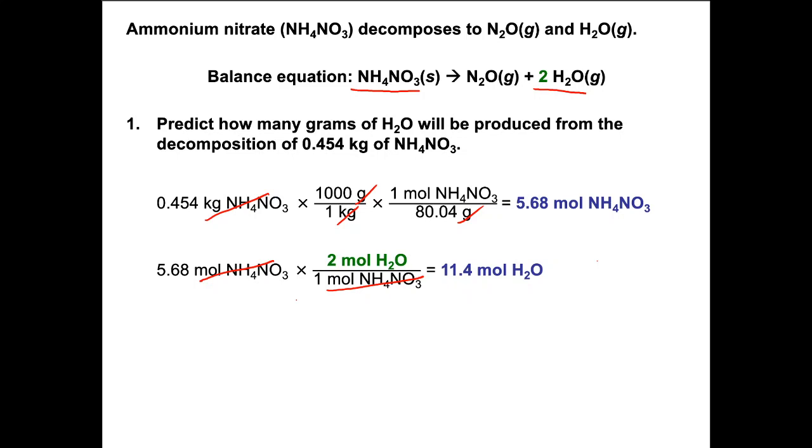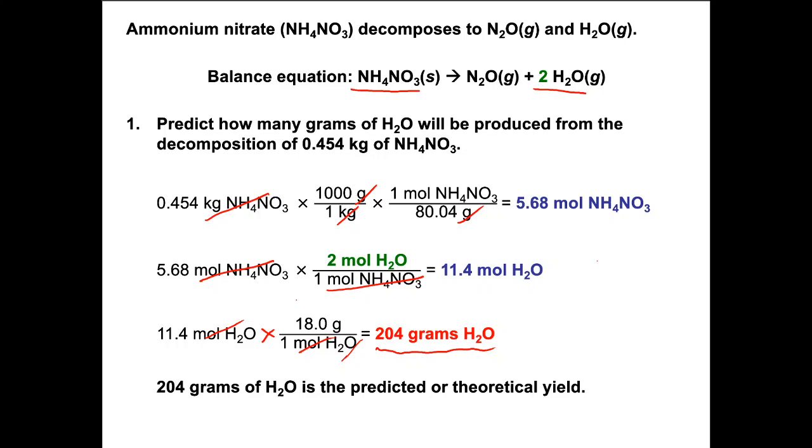Now what we want is theoretical yield in grams, so we'll just convert back to grams. We'll say 11.4 moles of water times the molar mass of water, 18 grams. So moles cancel with moles to give us grams. Our theoretical yield is 204 grams of water. That was the answer to the first part. So we predicted how many grams of water we could produce. This is our theoretical yield.